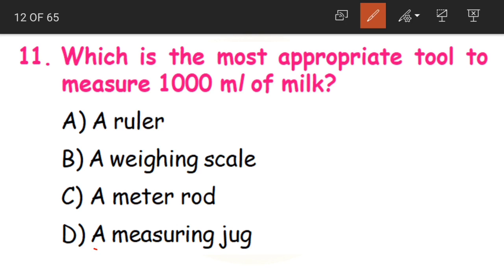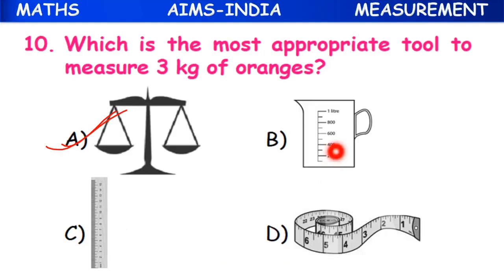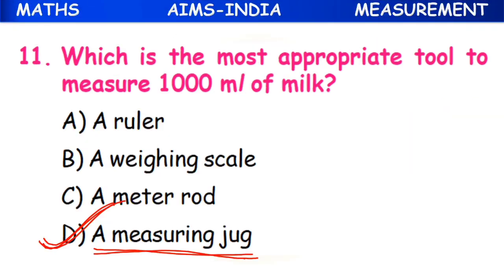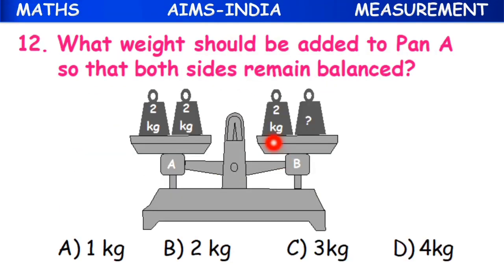Coming to the last option, option D, a measuring jug. This will be our correct answer. Yes children, see, this is our measuring jug. On this we can clearly see the mark of 1 liter. That is nothing but 1000 milliliters. When converted into milliliters, it would be 1000 milliliters. So option D, a measuring jug, is used to measure the 1000 ml of milk.